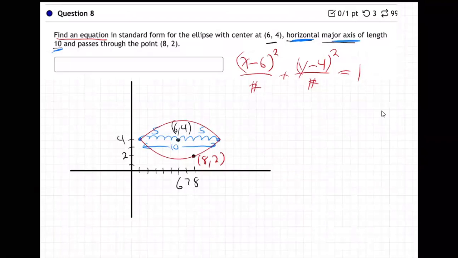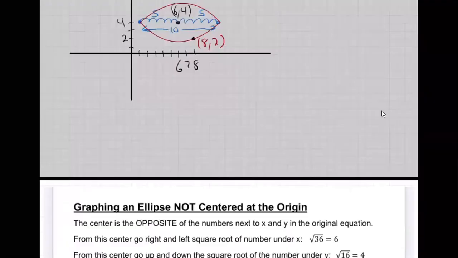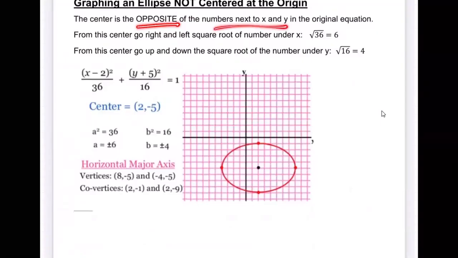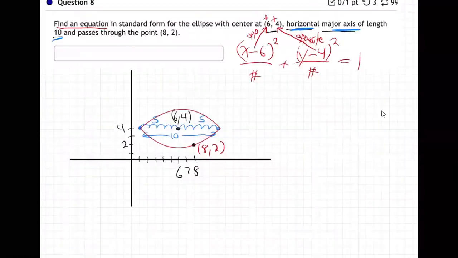Good so far. See how that's the opposite? If I go back, this is +6, so it's opposite. Same thing here. This is +4. So it's opposite, right? So that's what it's saying here. It's saying the opposite of the numbers next to x and y in the original equation is the center. We see it right here, -2, +2, +5, -5. Okay, so we got that much.